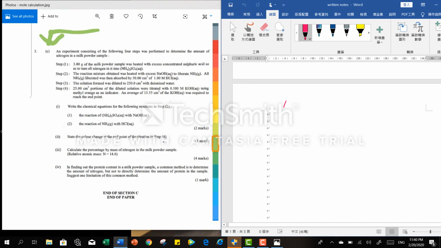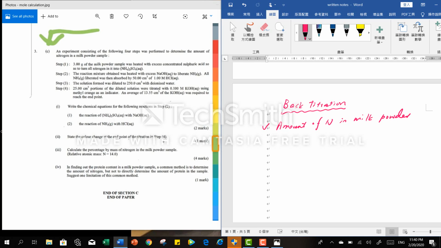This is a back titration. Back titration is different from direct titration. It means we start from the end and then we go back step by step all the way until we find the concentration or the mass of something at the beginning. Now an experiment consisting of the following 4 steps was performed to determine, remember, we are finding the amount of nitrogen in a milk powder. Now this is our objective.